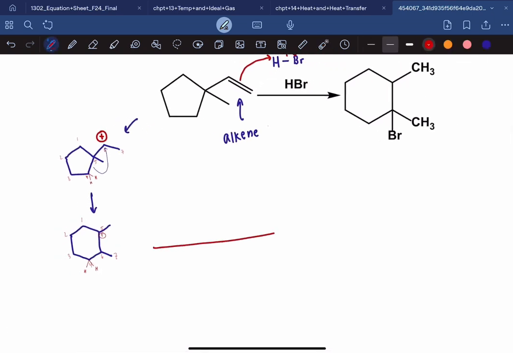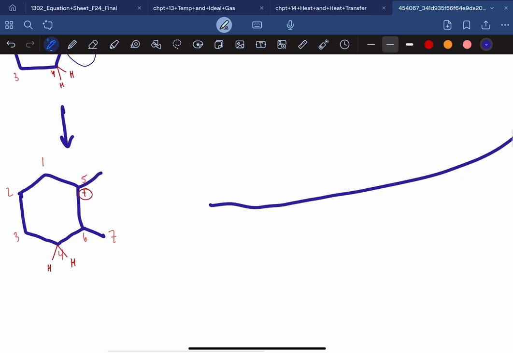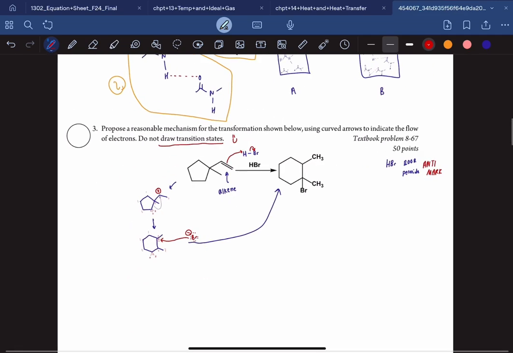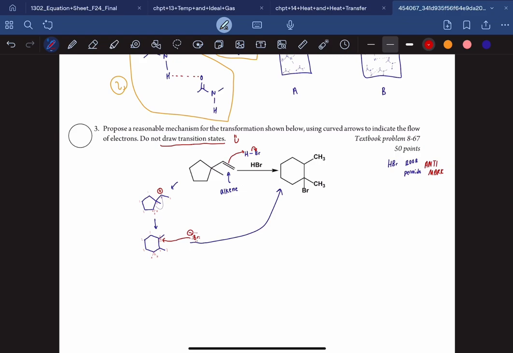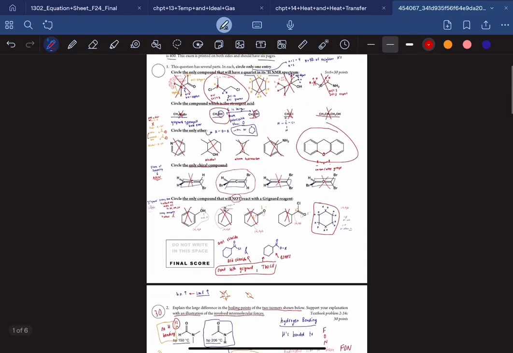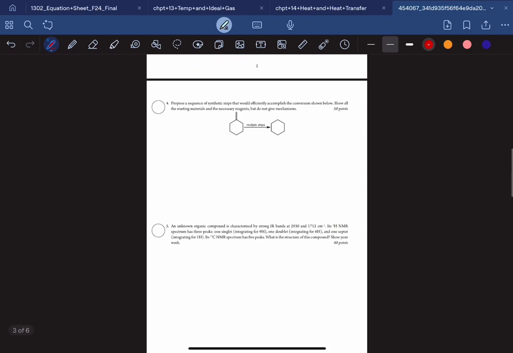Not in red, sorry. Let's just react this with Br minus. We formed that in the first step. So this is just going to go attack that empty orbital. Okay? And that would be the whole mechanism, basically. And you should get 50 points for that. Okay? So what is that? 1 page, 2 pages done? Okay.